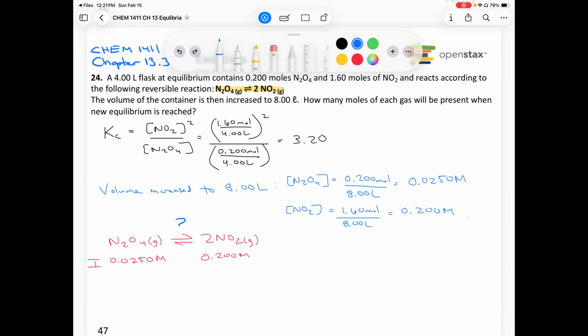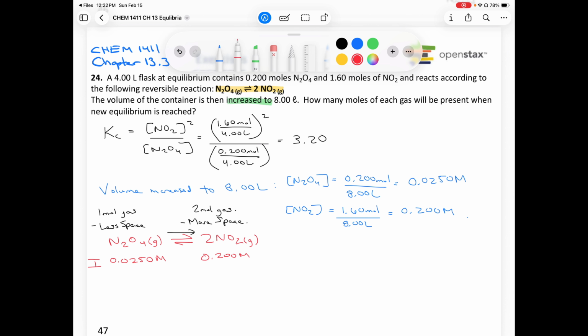Well, we've increased the size of the container. And so we know that the side that has the 2 moles of gas is going to take up more space than the side that has 1 mole of gas, right? So here we have 2 moles of gas. Here we have 1 mole of gas. So that means this side is going to take up less space, and this side is going to take up more space. And so if we've increased the size of the flask, that means the equilibrium is going to go to the side of the products.